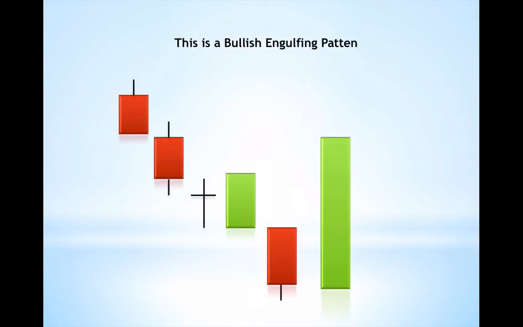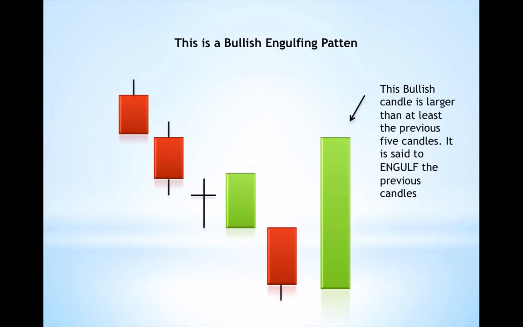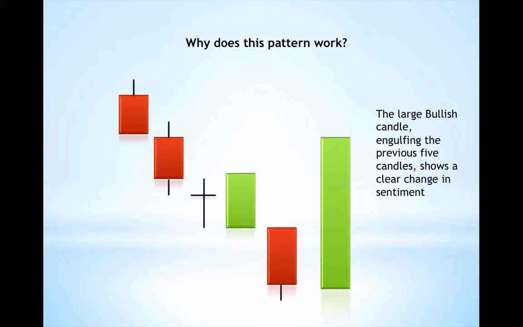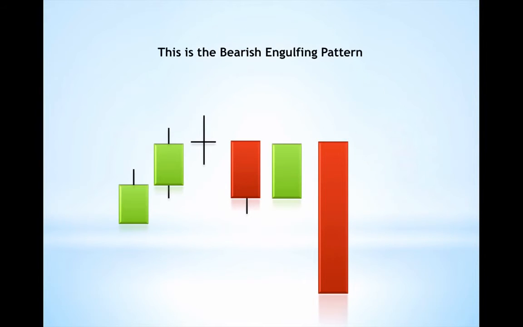This is a bullish engulfing pattern. The bullish candle is larger than at least the previous 5 candles. It can be said to engulf the previous candles. Why does this setup work? Quite simply, the bullish engulfing candle shows a strong surge of bulls coming into the market, showing a change in market sentiment. The bearish engulfing pattern is simply reversed.